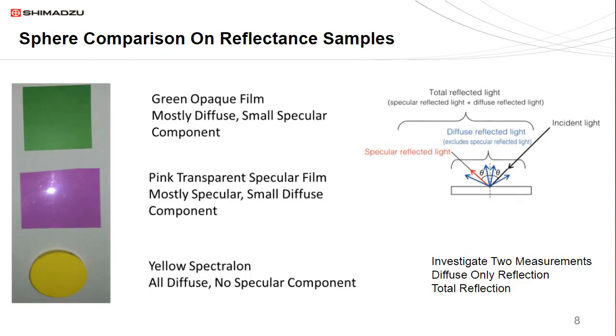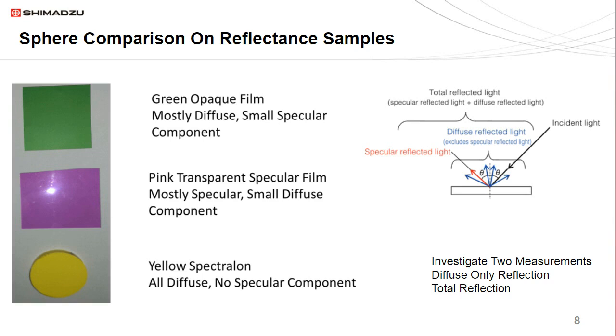We are now going to move on to reflectance measurements and a sphere comparison. And we have three different samples to look at. The first is a green opaque film. It is mostly diffuse reflectance with a small specular component. The middle one is a pink transparent specular film. Yes, I know it looks purple, says more about the color temperature of the flash in my cell phone than anything else, but it is pink. And it is mostly specular reflection with a small diffuse component.